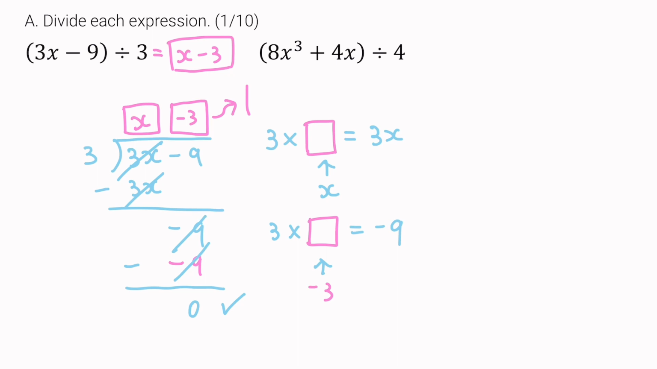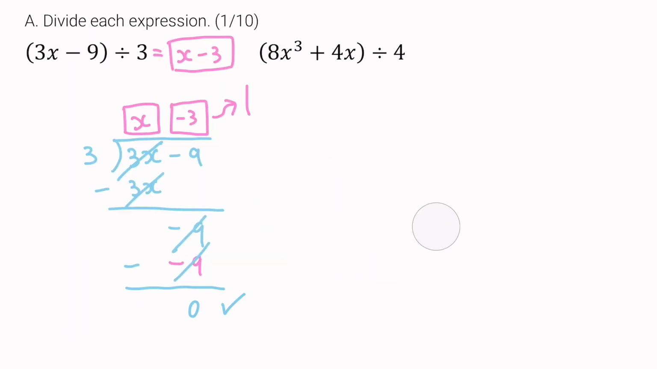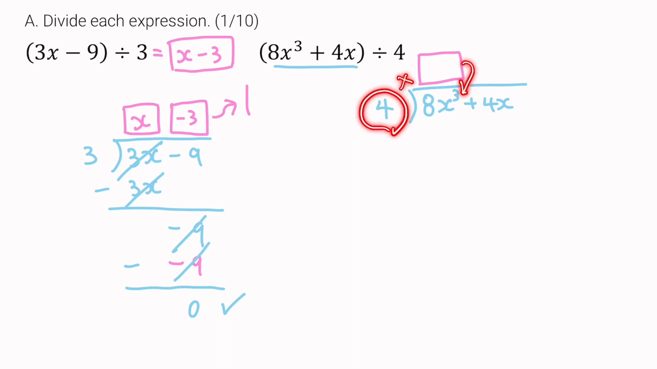All right, using the same method, I'm going to go ahead and solve the second problem. I'm going to make more space. I'm going to follow the same procedure. I'm going to write our polynomial, 8x cubed plus 4x, and I'm going to divide it by the number 4. Now I'm going to have to come up with a number or expression that when multiplied with 4 will give me 8x cubed. So if you're confused, you can rewrite it on a piece of paper.